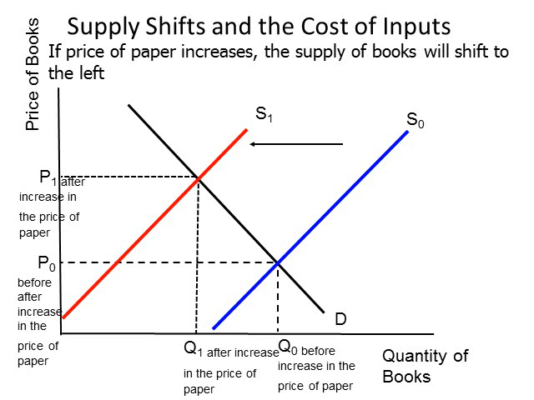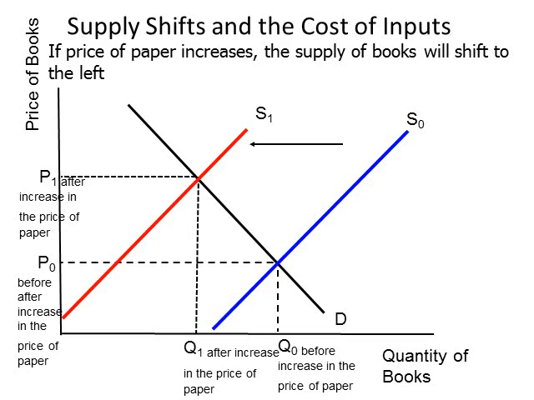The graph above illustrates the impact of an increase in the price of paper used to manufacture books. The supply curve S0 represents the supply of books before the increase in the price of paper. The equilibrium quantity Q0 and P0 represent the equilibrium quantity and price. When the price of paper increases, the cost of publishing a book increases. Publishers respond by reducing the quantity of books they offer for sale.